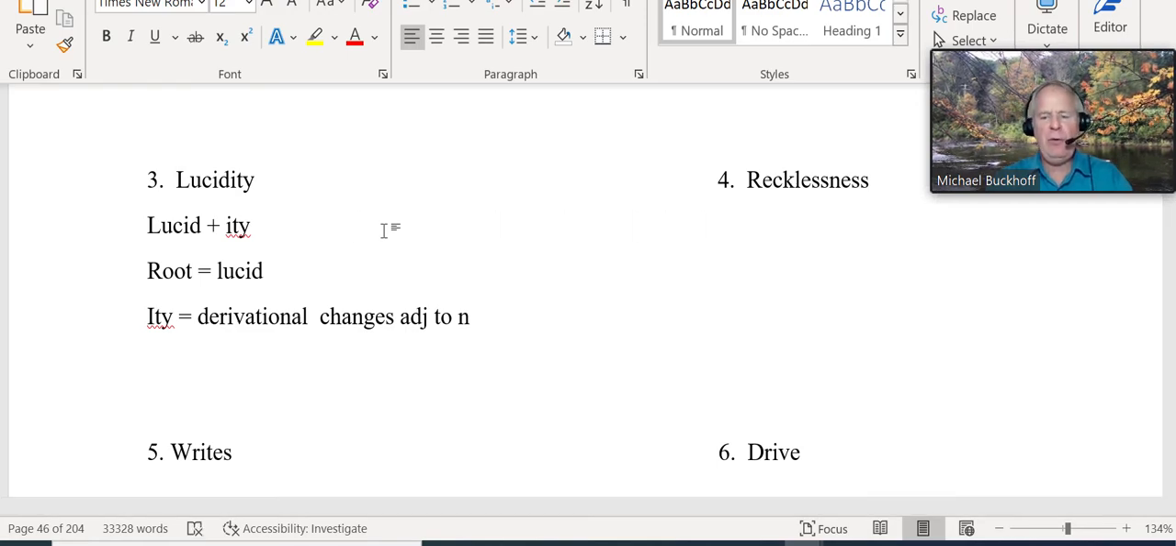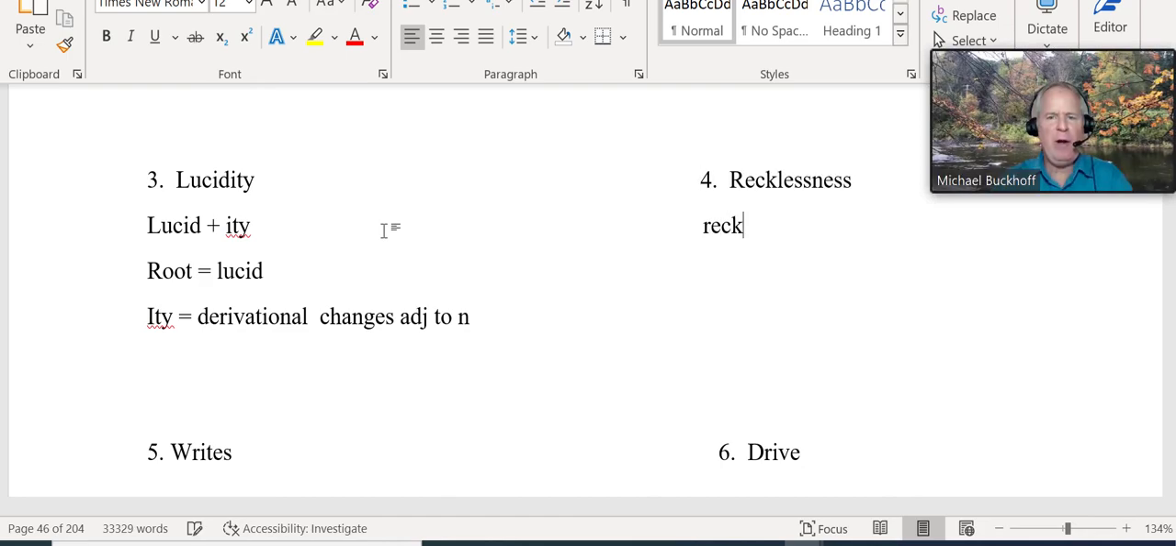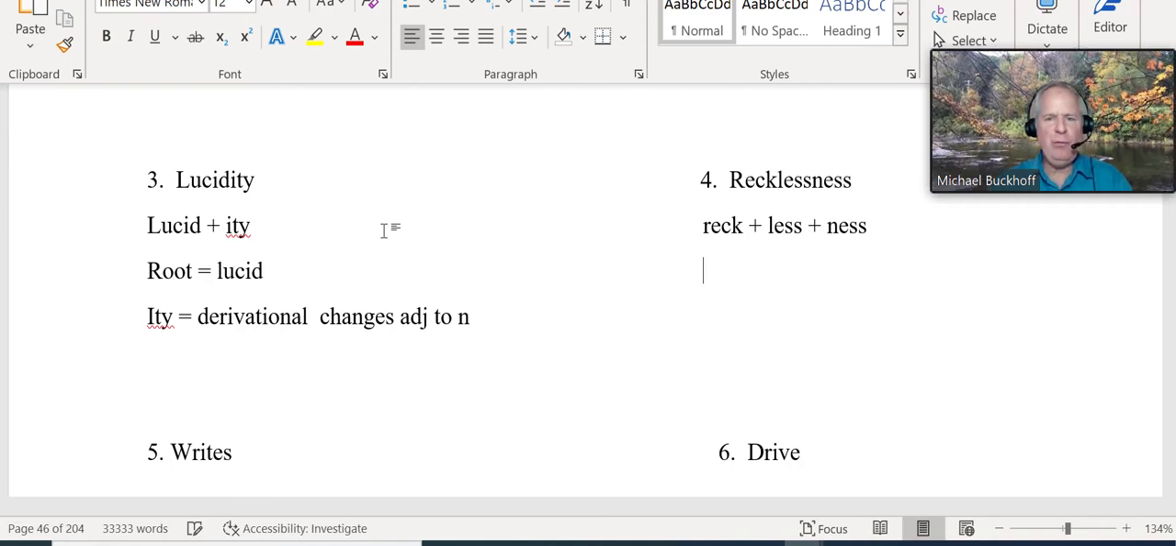Okay, now the next one. How about recklessness? How many morphemes do you guys see here? Is it 3? That's right. So we have reck. So now we've got to deal with our root.